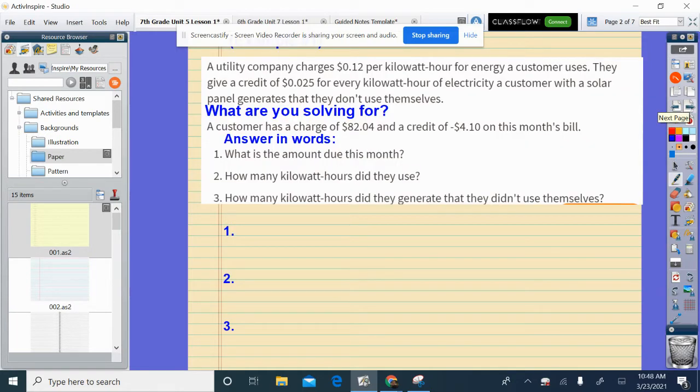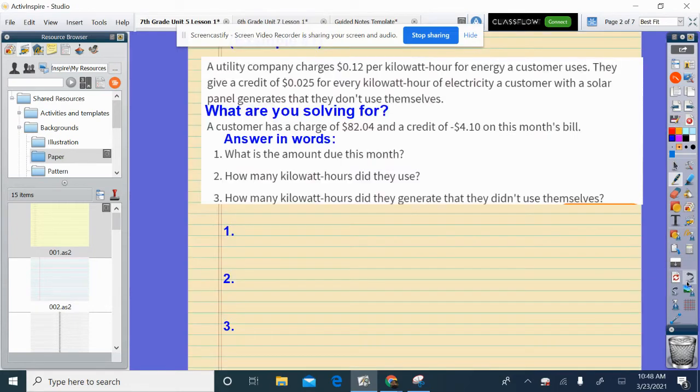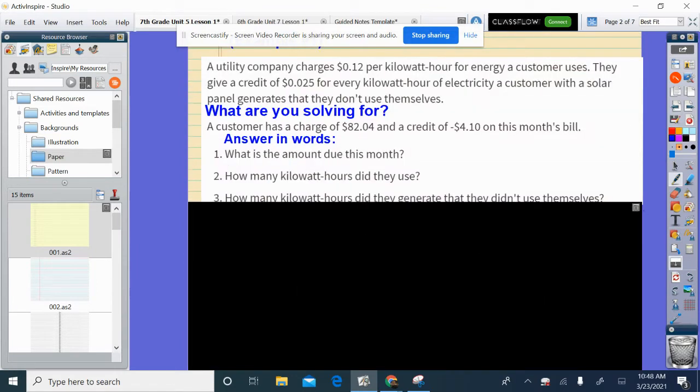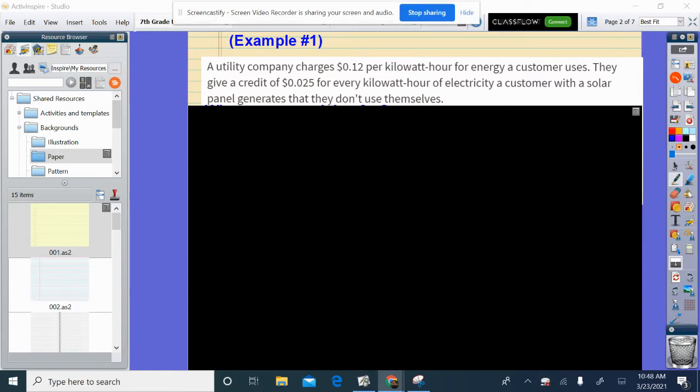All right, so here's our first problem. Sorry about that. Here we have a utility company that charges 12 cents per kilowatt hour for energy a customer uses. And I know that kilowatt hours can be reduced down to the acronym KWH. They give a credit of 25 thousandths of a cent for every kilowatt hour of electricity a customer with solar panels generates that they don't use themselves.